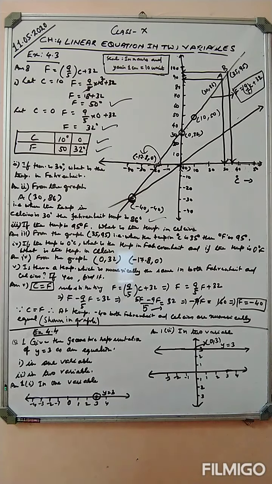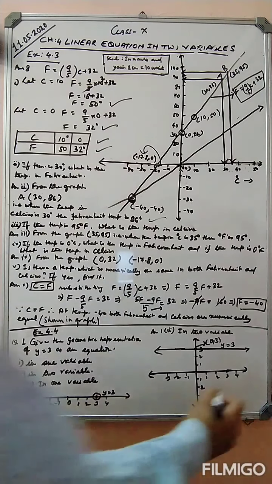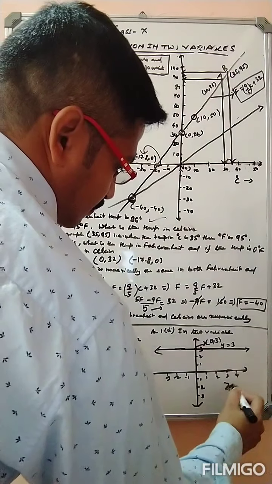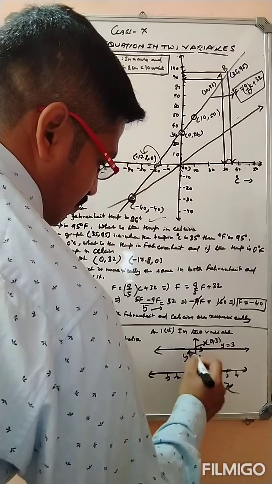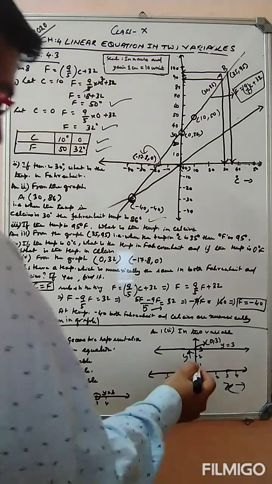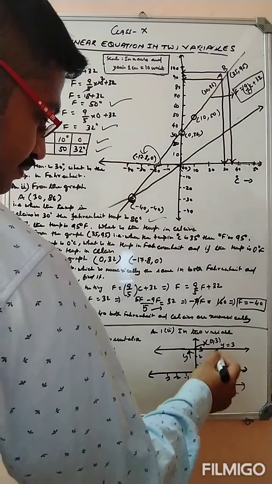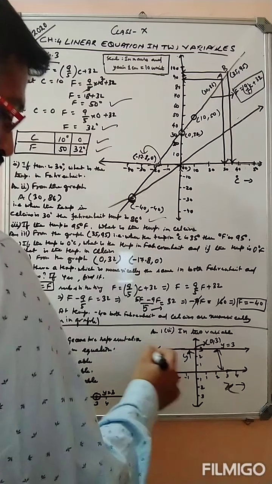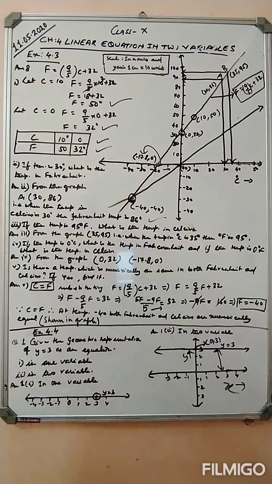Now two variables means the x and y axes. This is the x-axis and this is the y-axis. Now y = 3: 1, 2, 3. This is the distance of 3. So for y = 3, just make a line. That line will be parallel to the x-axis. So that is y = 3. In the same way, question number 2 you can do as homework.